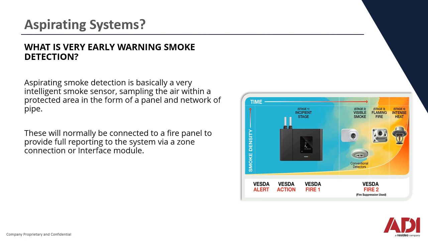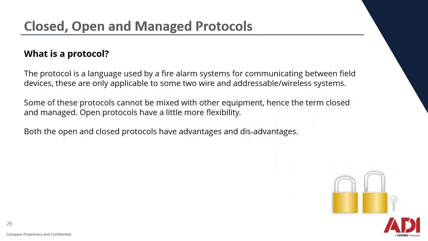What is very early warning smoke detection? Aspirating smoke detection is basically a very intelligent smoke sensor, sampling the air within a protected area in the form of a panel and network of pipe run throughout. These will normally be connected to a fire panel to provide full reporting to the system via a zone connection or interface module. Closed, open and managed protocols.